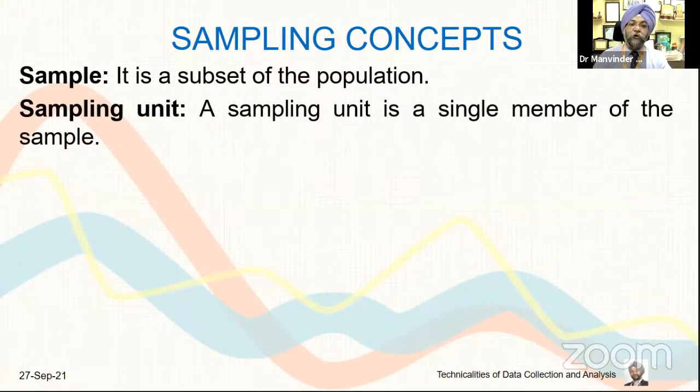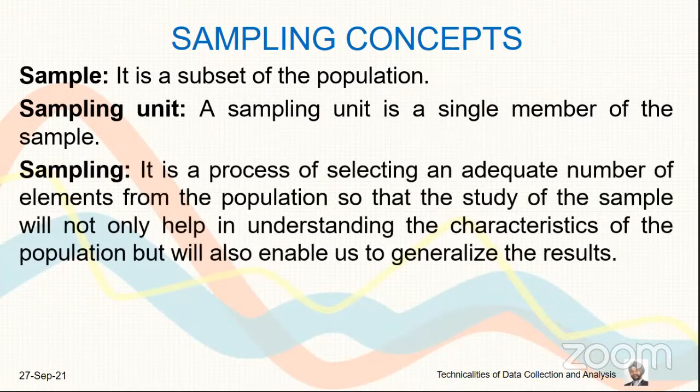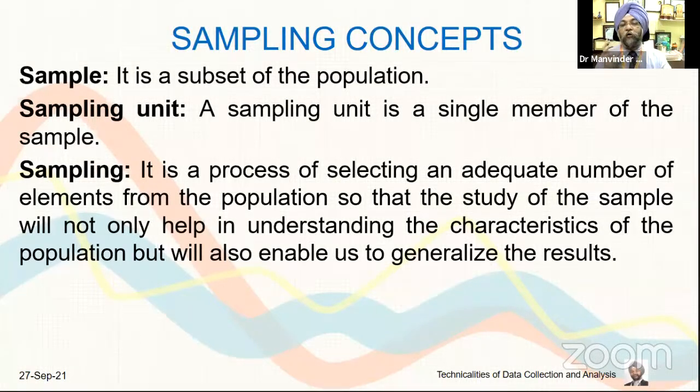Now next is, what do you mean by sampling? We have already studied. It's a process of selecting an adequate number of elements from a population, so that the study of the sample will not only help in understanding the characteristics, but will also ensure we can generalize the results. So the generalization of results is also equally important when we are talking of sampling, right? That's why it is said that your sample size must be adequate. We will be studying two types of sampling today: one is probability sampling and another is non-probability sampling.